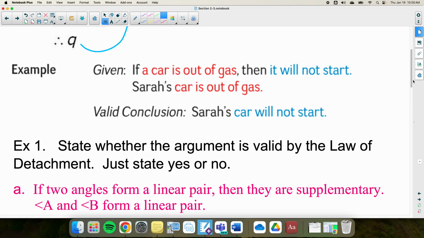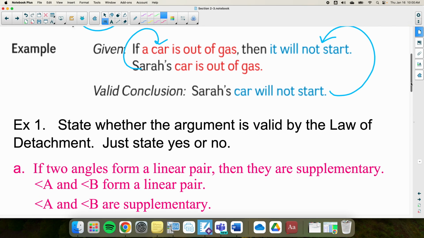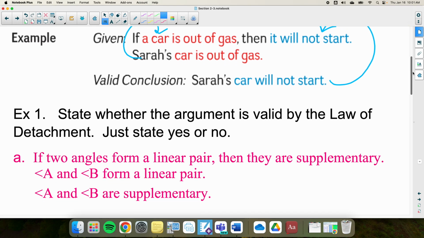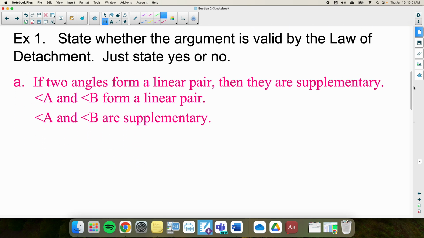So this says, if a car is out of gas, then it will not start. Then it says Sarah's car is out of gas, so this is referring back to that. And then it says Sarah's car will not start, and that's referring back to that. So that is Law of Detachment, okay? What they'll do sometimes is switch these two to confuse you, and then you have to realize that's no longer Law of Detachment.